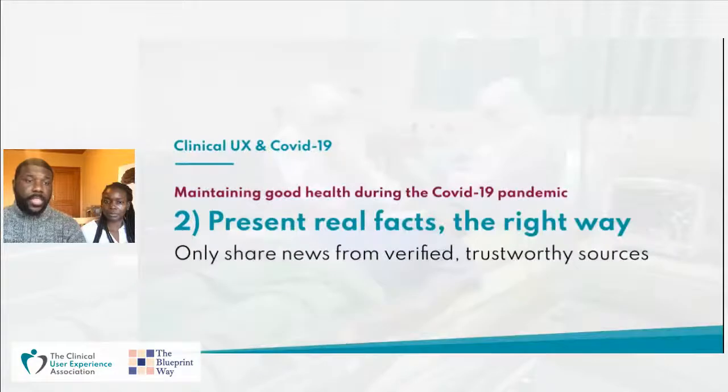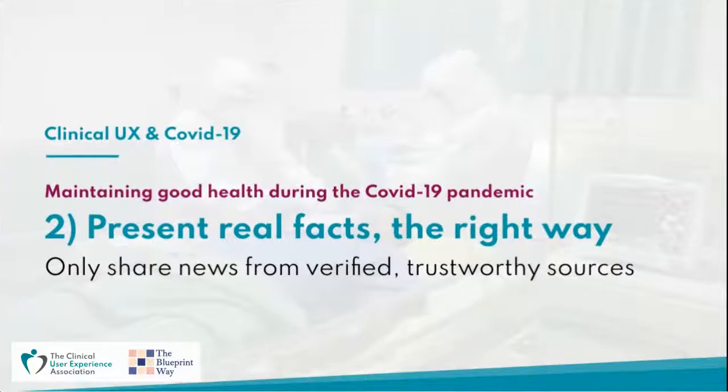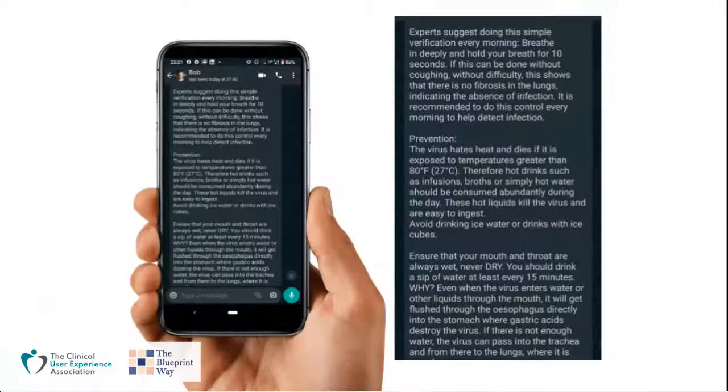So then the next area is looking at the fact that there are a lot of issues with fake news. So we need to present real facts the right way, only showing news from verified, trustworthy sources. This is an example of an actual WhatsApp message that I've received. I don't have anybody in my phone called Bob, I've changed the name to anonymize who shared it with me. But this is a common WhatsApp message that has been doing the rounds over 2020, lying by saying how heat can kill the virus.